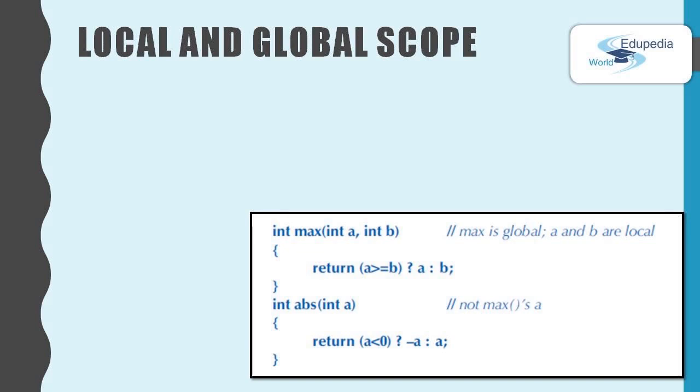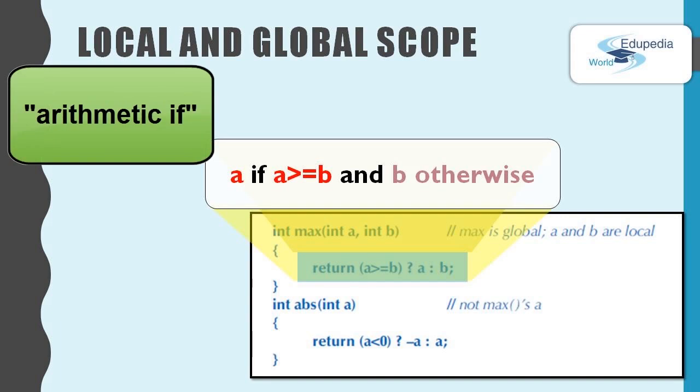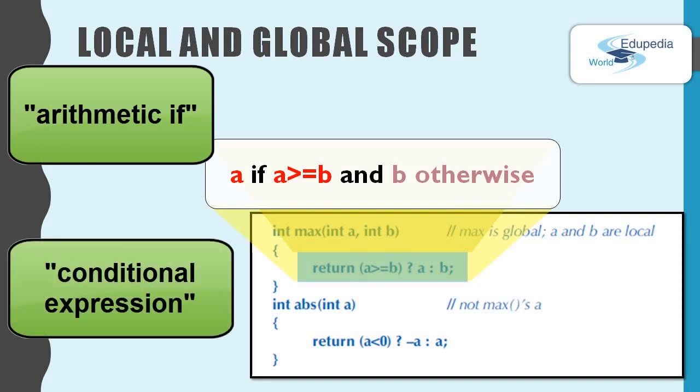Here is a logically equivalent but more realistic example of the use of local scope. In this code segment, we have two functions, maximum and abs. You find the maximum and absolute value functions in the standard library, so you don't actually have to write them yourself. Anyway, here we write the code to find the maximum and absolute value of the parameters we are given. Now, did you find something special in this code segment? Some special operators, a question mark and a colon. This construct is called an arithmetic if or a conditional expression.